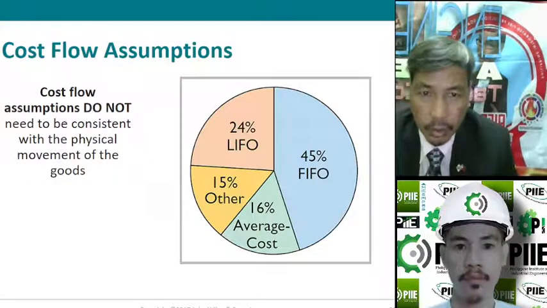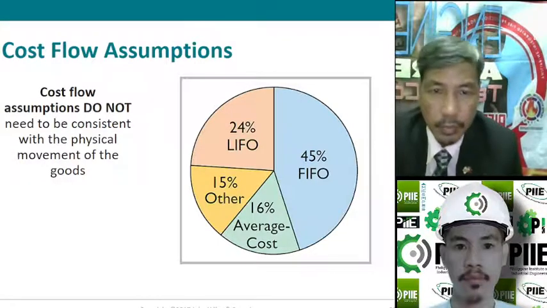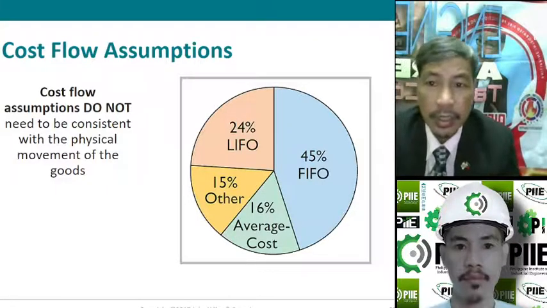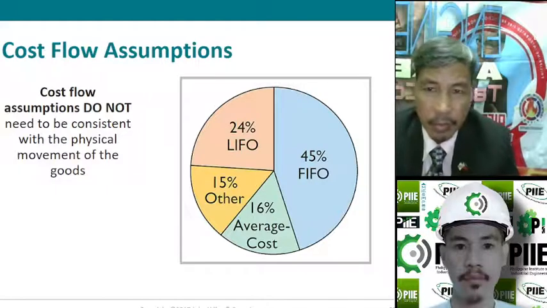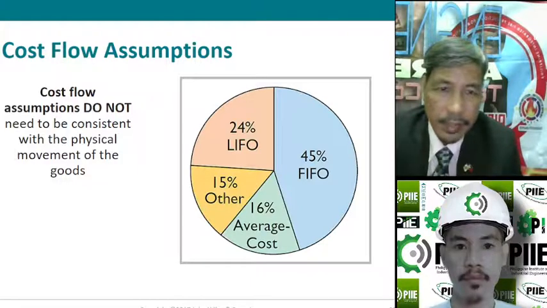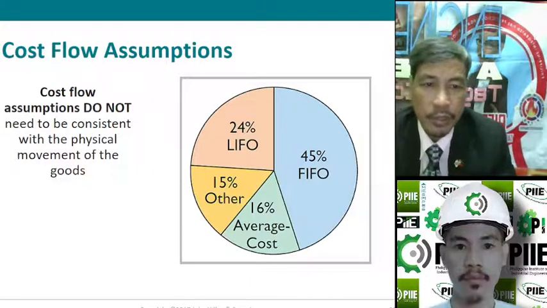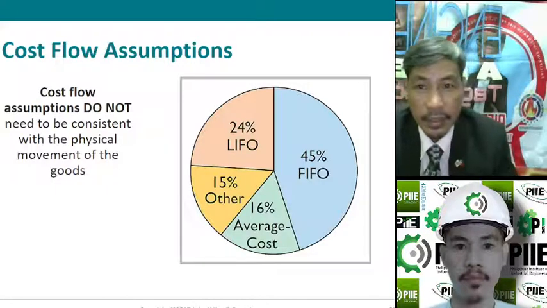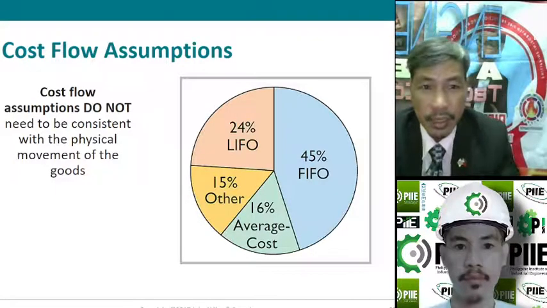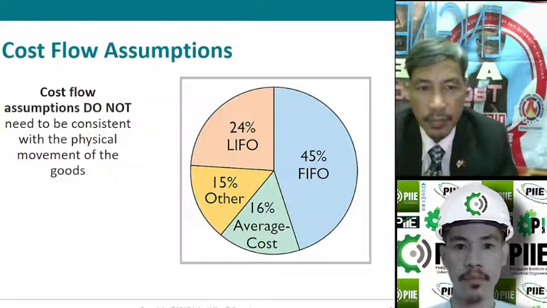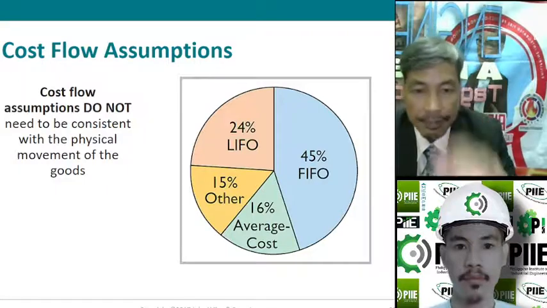Cost flow assumption. Cost flow assumptions do not need to be consistent with the physical movement of the goods. Maybe FIFO, LIFO, and average. Okay? So, usually, in this current situation, usually they are using FIFO, first in, first out. Okay.